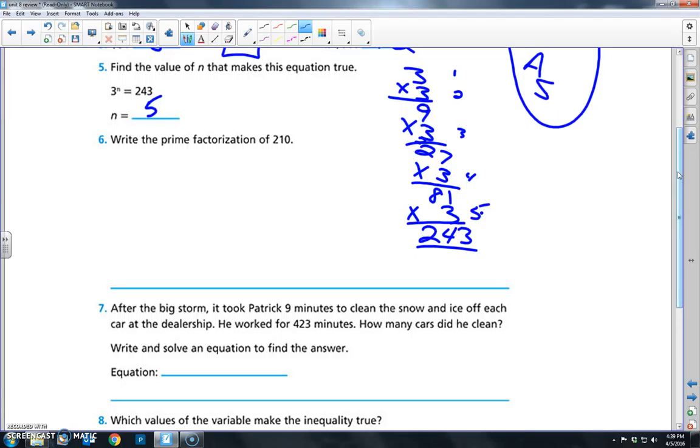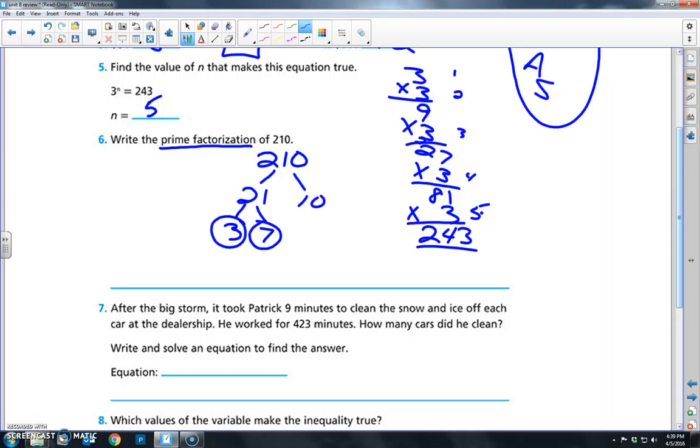Okay, number 6, 210. We're going to write a prime factorization, or a factor tree, or factor fireworks. 210, the two numbers that go into 210, what I think of right away is 21 and 10. Two numbers that go into 21 are 7 and 3. Now, are 7 and 3 prime numbers? Yes, they are. 7 and 3 are prime numbers, so I'm going to go ahead and circle them.